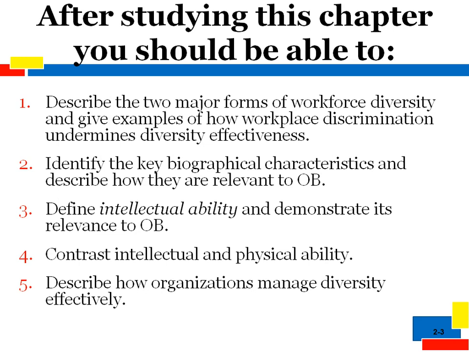Okay, so after studying this chapter, what you should be able to do or to understand more is the two major forms of workforce diversity. You'll be able to talk about, converse about different examples of workplace discrimination, how it undermines effectiveness of the organization. You'll be able to identify key biological characteristics and describe how they're relevant to organizational behavior, define intellectual ability and demonstrate its relevance, contrast intellectual and physical ability, and describe how organizations manage diversity effectively.